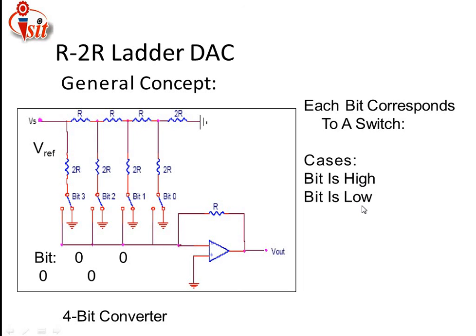There are two cases related to the R-2R ladder: the bit is low and the bit is high. If the output is 0 over here, that is considered a bit low, and when 1 is the output, that is considered a bit high.